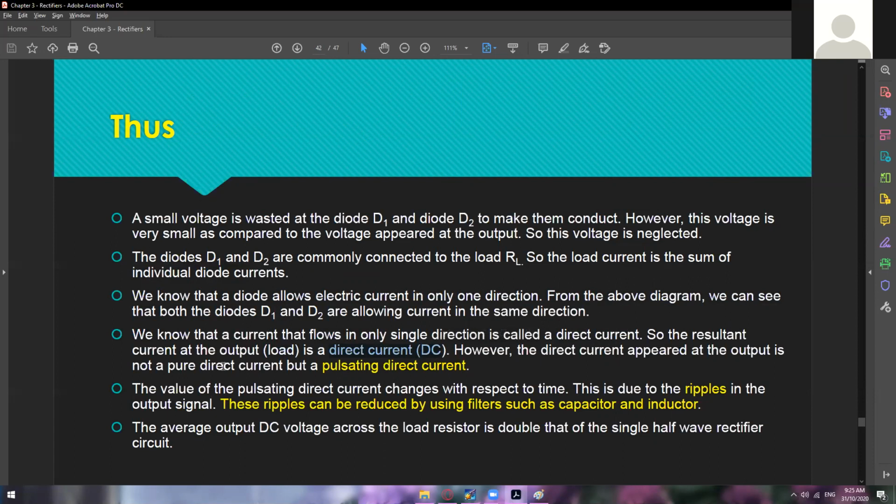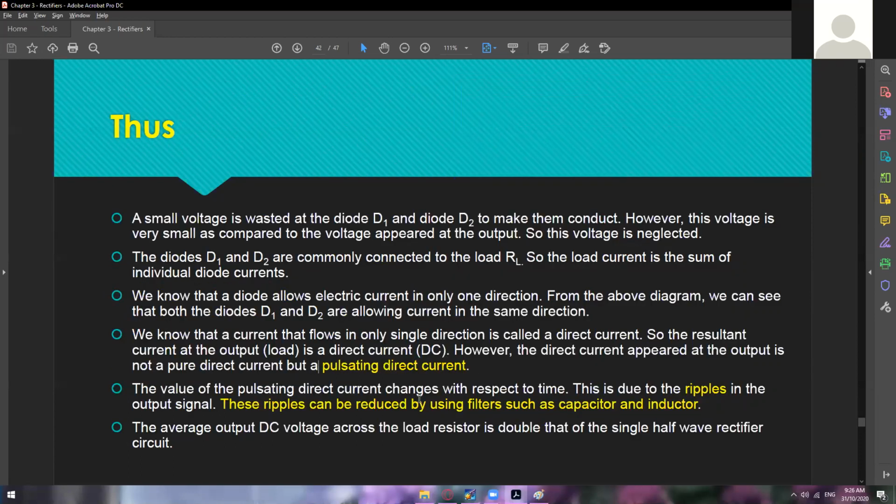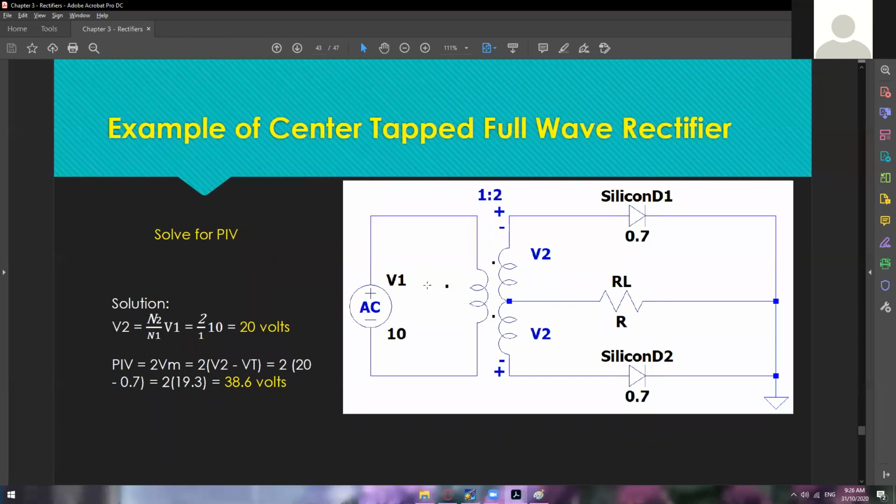However, the direct current appearing at the output is not a pure direct current, but a pulsating direct current. If you take a look at this one, yes, it is a DC current, but it is pulsating. So the value of the pulsating direct current changes with respect to time. This is due to the ripples in the output signals. The advanced part of this is the use of filters. If you use a capacitor and an inductor, it will reduce the ripple, and thus this pulsating direct current will become smoother. The average output DC voltage across the load resistor is double that of the single half-wave rectifier circuit. Okay, so we have here an example.